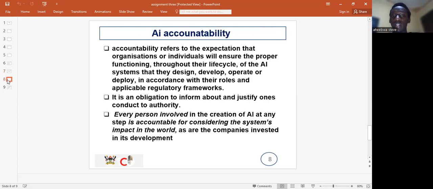AI accountability. Accountability refers to the expectation that organizations or individuals will ensure the proper functioning throughout the life cycle of an AI system that they design, develop, operate, or deploy in accordance with their roles and applicable regulatory frameworks. It is an obligation to inform about and justify one's conduct to an authority. Every person involved in the creation of AI at any step is accountable for considering the system's impact in the world, as are the companies invested in its projects.